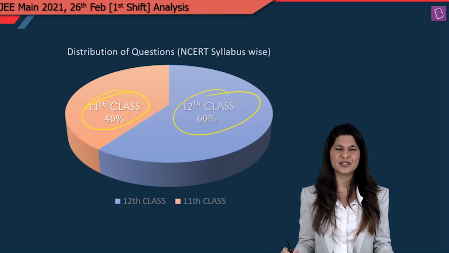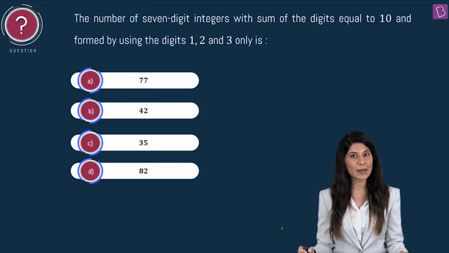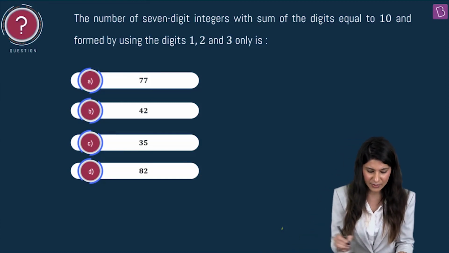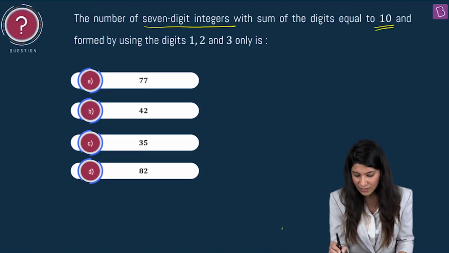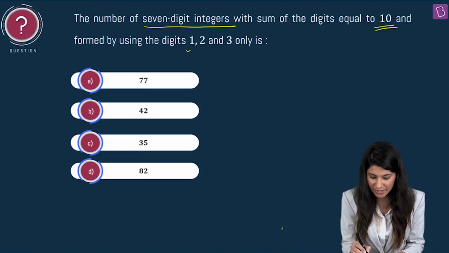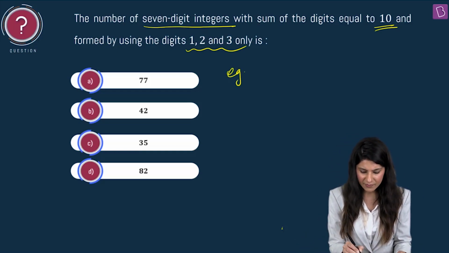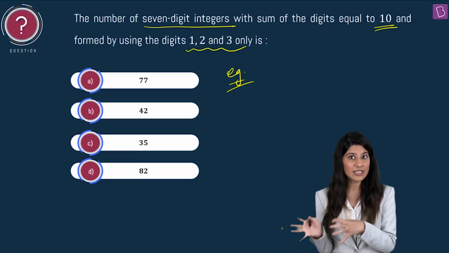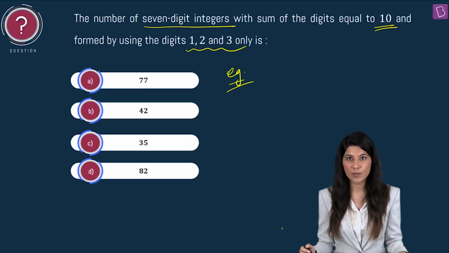Let's get started with the very first question. The question on your screen is from the chapter Permutation and Combination. A very basic question, asking us to calculate the number of 7-digit numbers with the sum of the digits equal to 10, formed by using 1, 2 and 3 only. For example, if I try to make one such 7-digit number, I will need 1, 2 and 3, I don't know how many times, let's tackle.